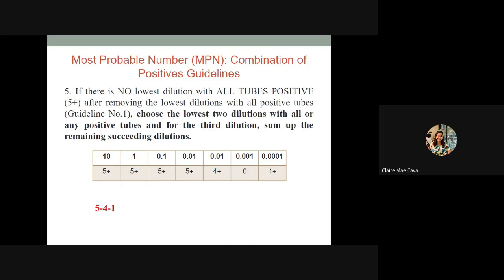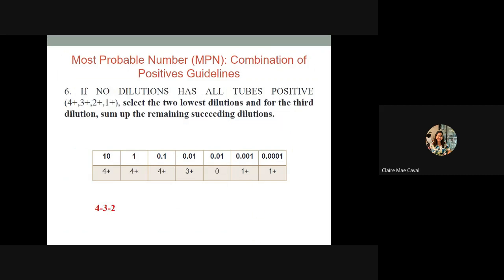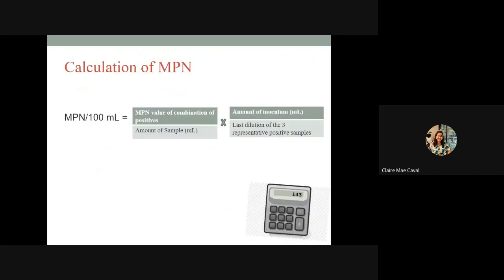You may read this. Anyway, these are self-explanatory. These are the specific rules and guidelines. We call this the combination of positives guidelines. The last three dilutions used are the ones you report. Okay? So this is how you calculate. That's the MPN value of the combination of positives, divided by the amount of sample times the amount of inoculum, divided by the last dilution of the three representative positive samples.